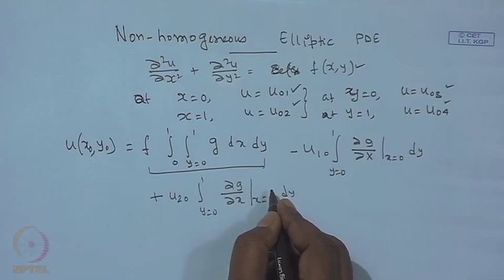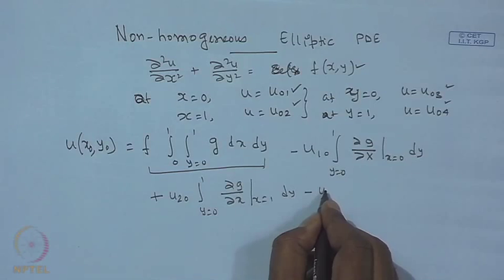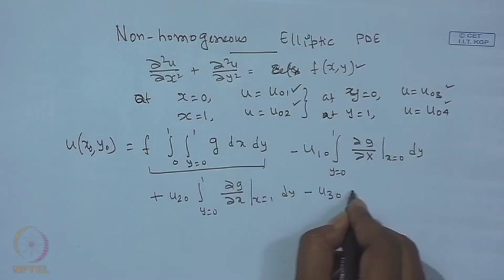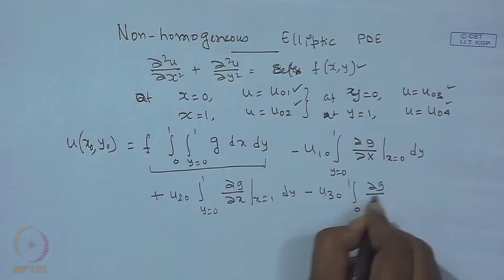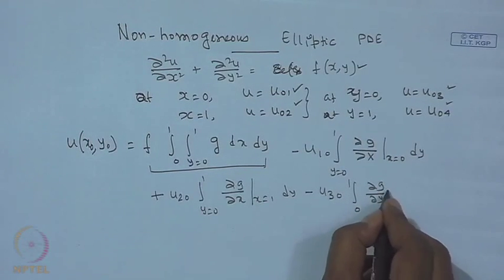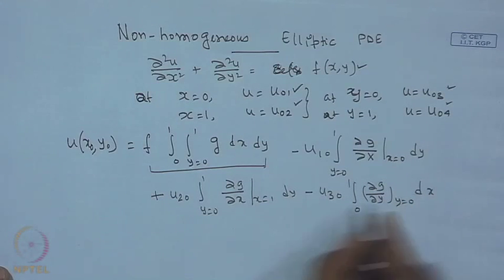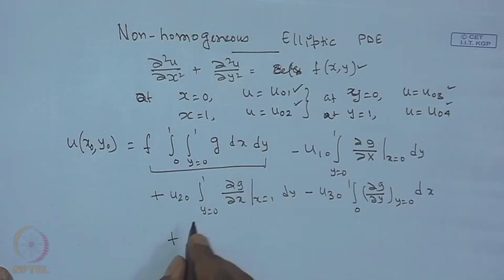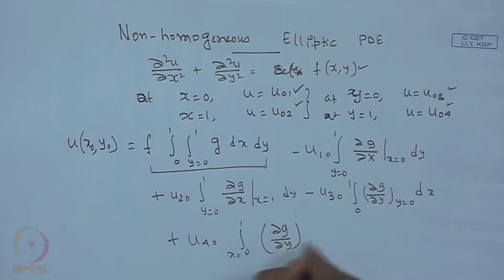Then we had 2 more terms corresponding to the 2 non-homogeneities in the y boundary: u 3 0 integral 0 to 1 over x del g del y at y is equal to 0 times dx, the non-homogeneous boundary condition at y is equal to 0. Then u 4 0, integral 0 to 1 over x, del g del y at y is equal to 1 times dx.